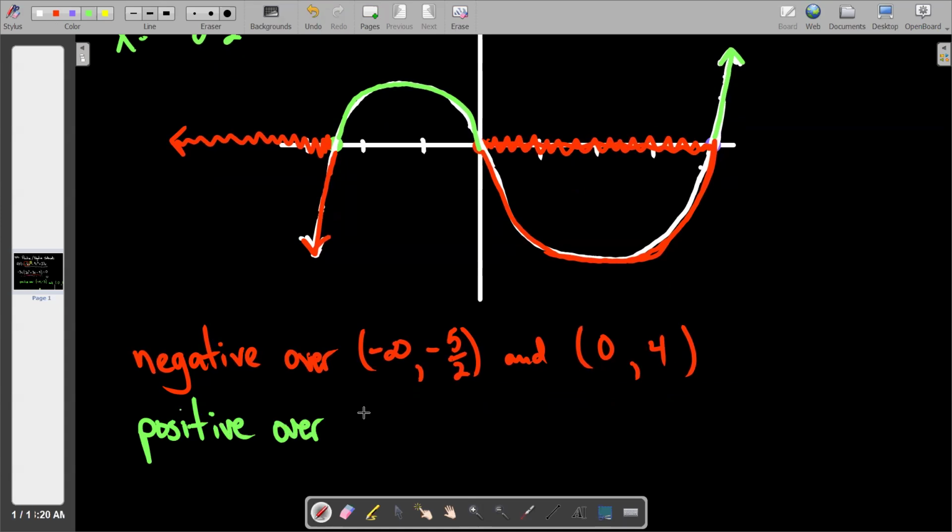Positive over. And we do have 2. So I'm going to write 2 like this. What's the first positive interval? Negative 5/2, negative 2.5 to what? 0. And then the last one is from? Done. So that's what's new today: we're doing what we did yesterday, but now we're mentioning the intervals.